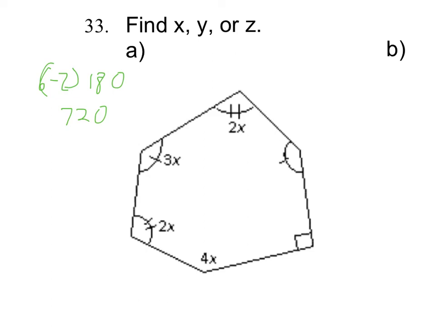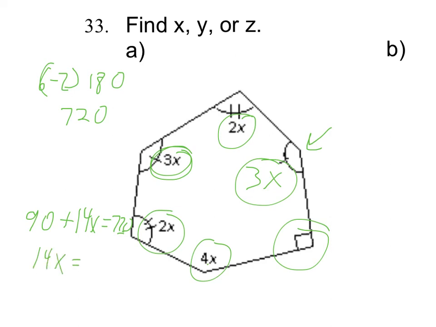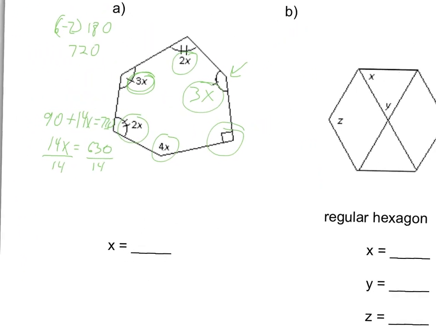Well, we don't know what this angle is right here, but it's congruent to this angle, so it's 3x. So I have one number, 90 plus 4x, 6x, 9x, 11x, 14x. So, okay, 720 that should say. So subtract 90 from both sides, and 14x equals 630. Divide both sides by 14, and x equals 45.